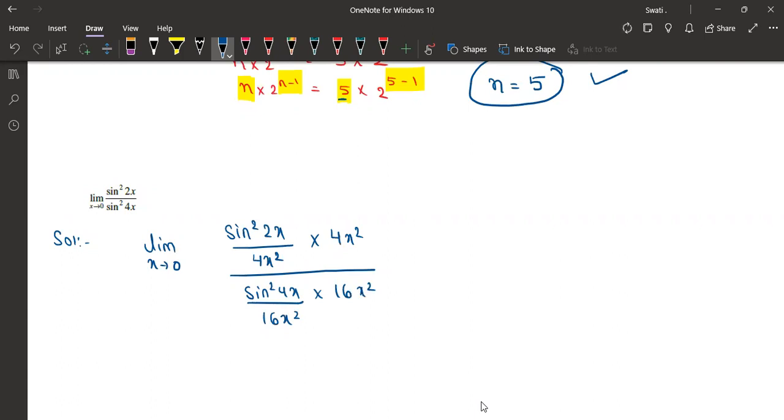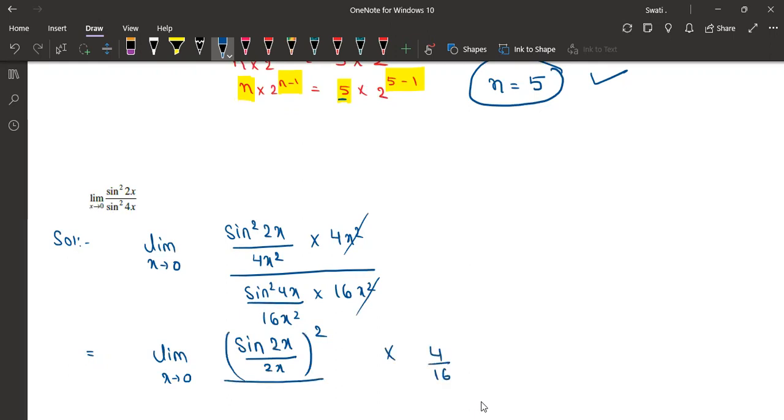And now I'm going to write this as limit x tends to 0. This sine square 2x, I'm going to write as sine 2x upon 2x, and this raised to whole square. And here, of course, x square will get cancelled. So you can write here 4 upon 16.